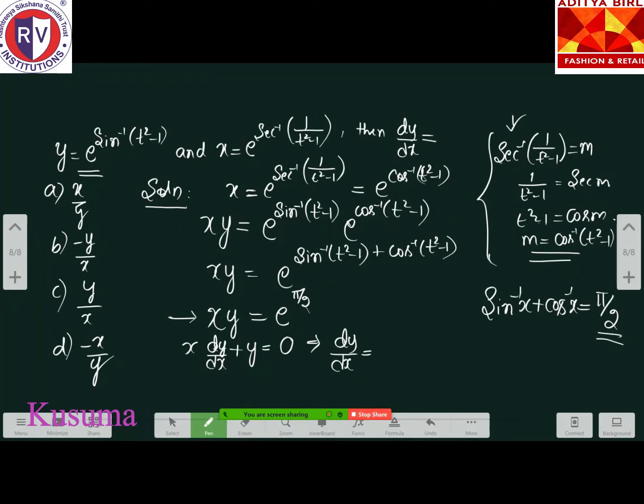Option B. Dy by dx will be minus y by x. If you do dy by dt, then dx by dt, and then divide it, you must know the differentiation of cos inverse x and the differentiation of sin inverse x. Instead of that, you can do it like this.